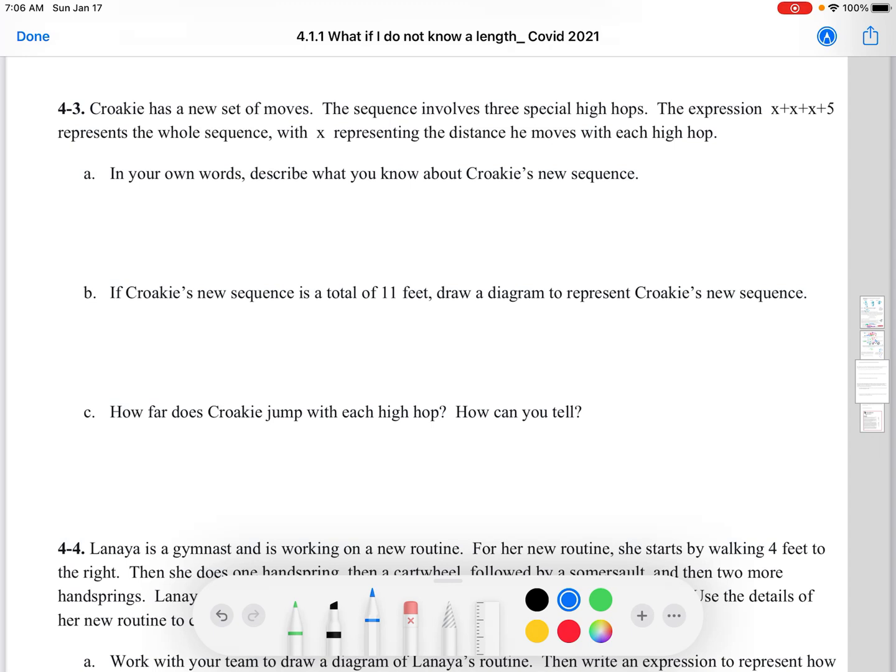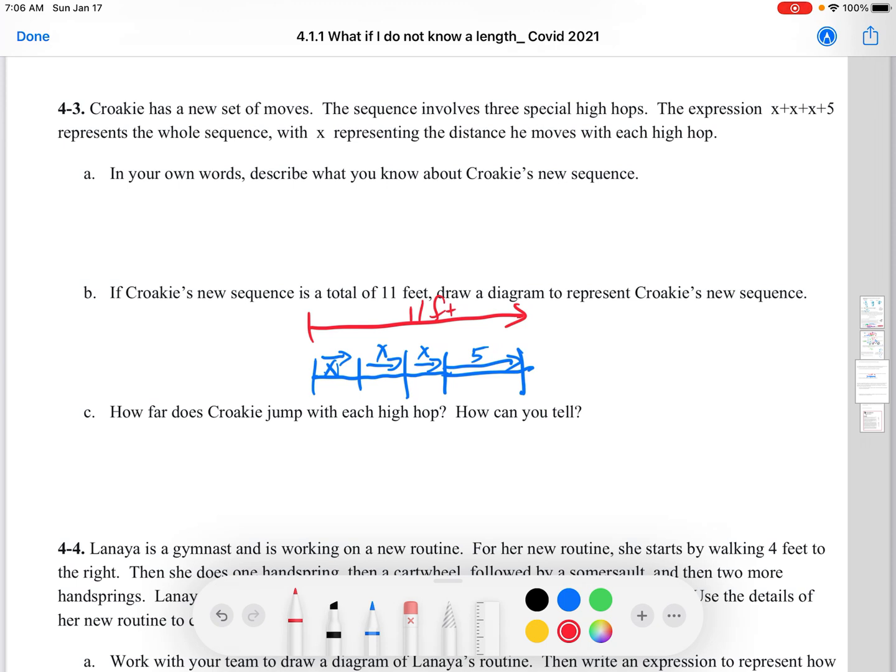If Croaky's new sequence is a total of 11 feet, draw a diagram to represent Croaky's new sequence. Okay, so let's draw that diagram here. We can think about that diagram like this: X, and then X, and then another hop to the right of X, and then a last hop of 5. Okay, there we go. And then what do we know about it? Well, we know that the whole length is 11 feet.